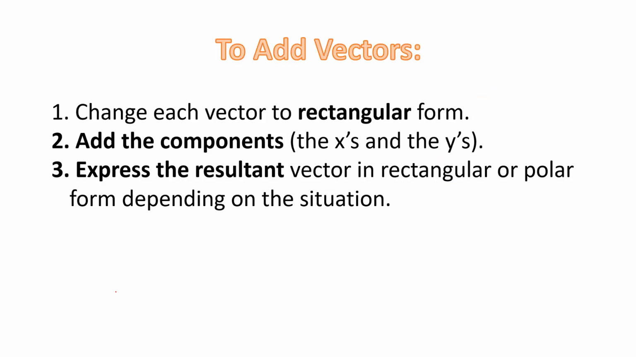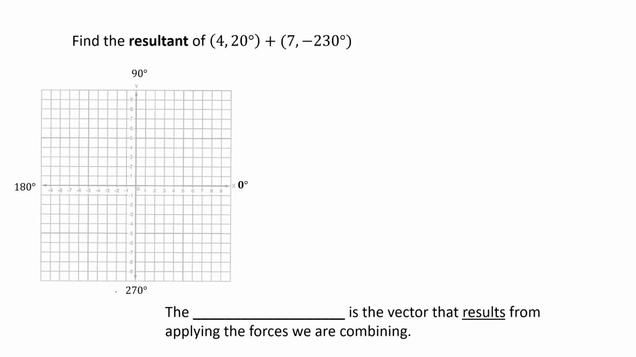So to add vectors, the first thing you've got to do is change each vector to rectangular coordinates with an x and a y. Then you're going to add the components to get your new vector. You're going to add the x's, that'll be your new x. You're going to add the y's, that'll be your new y. And then you're going to express the resultant vector in rectangular or polar coordinates, depending on what the question asks you to do. So let's look at an example.